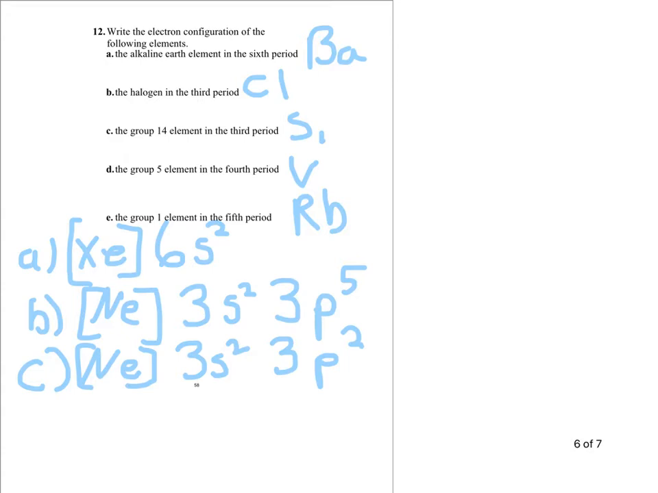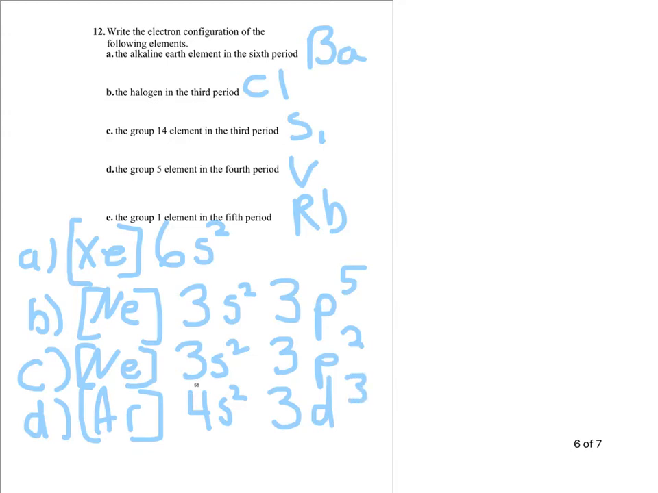D, we got vanadium. The noble gas preceding, argon. And we got 4s2, we move across the S block, then we move into a D block, and D, remember, are off by 1, so we go down to 3d, and it's 3d3. Remember, F's are off by 2, D's are off by 1.